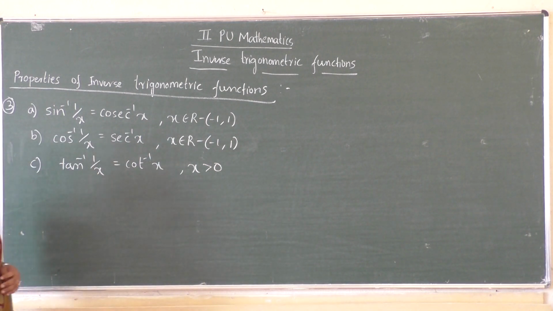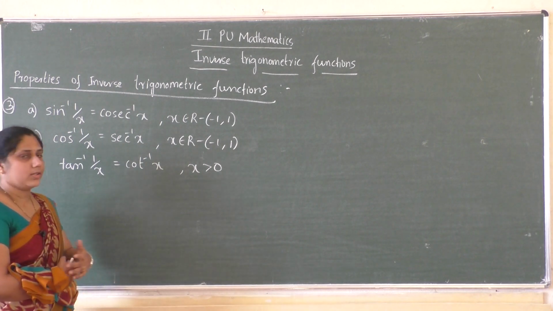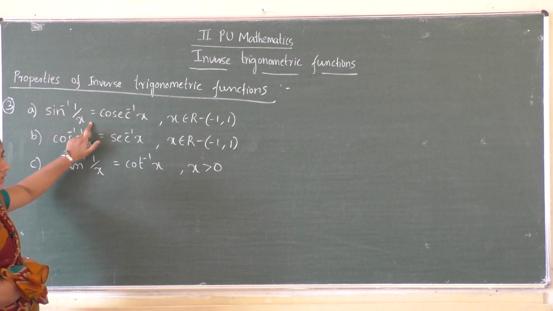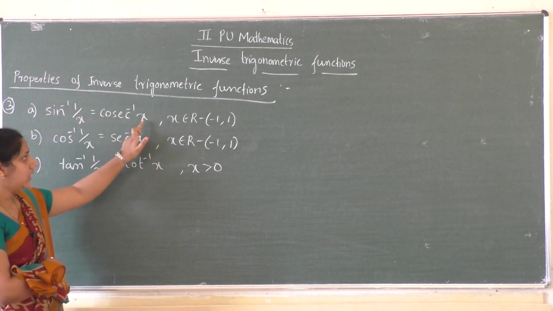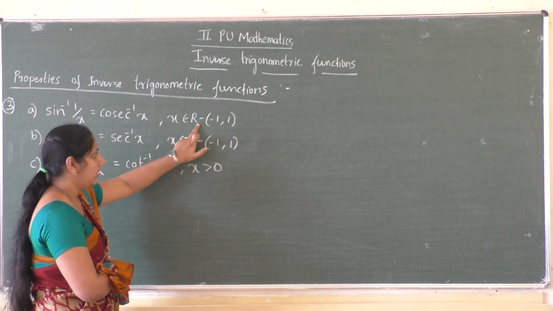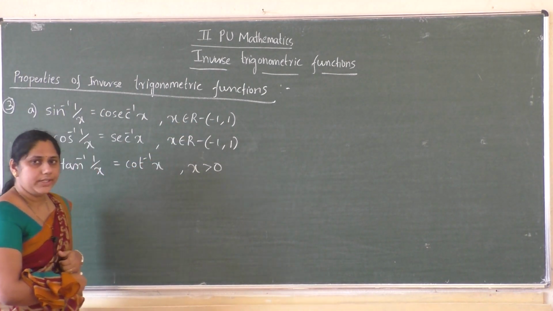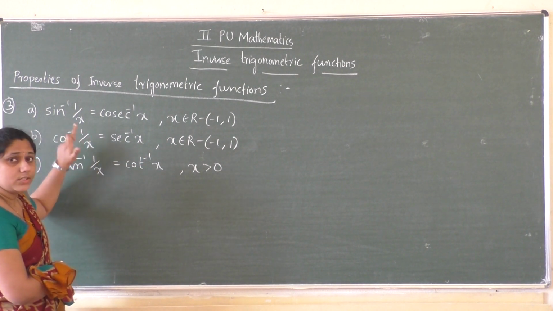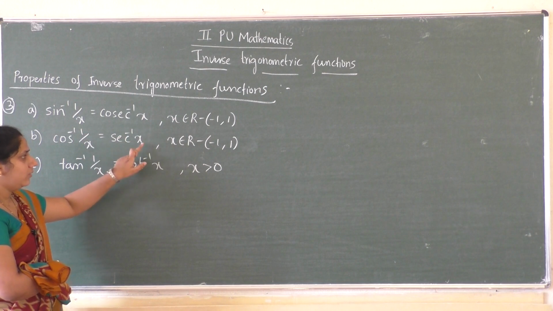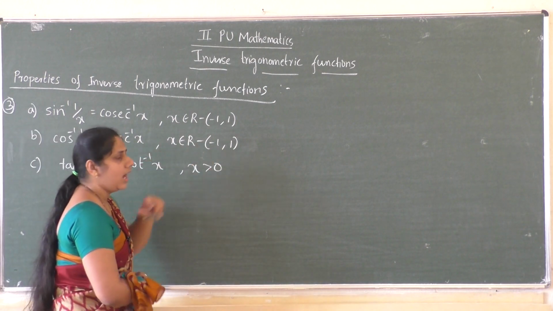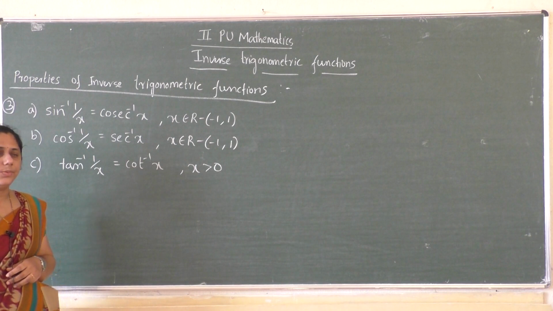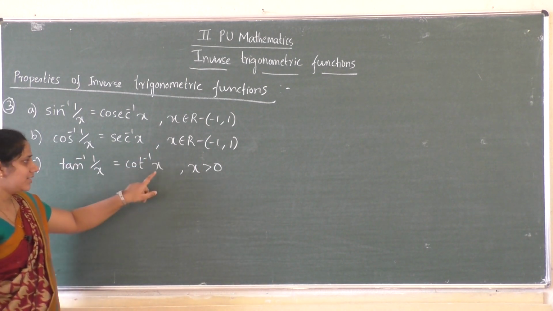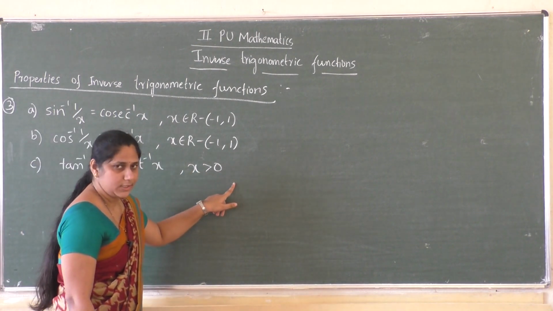So this is third set of properties of inverse trigonometric function. In this first one, sin inverse of 1 by x equal to cosec inverse x, where x belongs to R minus open interval minus 1 to 1. Second one, cos inverse of 1 by x equal to sec inverse x, where x belongs to R minus open interval minus 1 to 1. And the third one, tan inverse of 1 by x equal to cot inverse x, where x greater than 0.